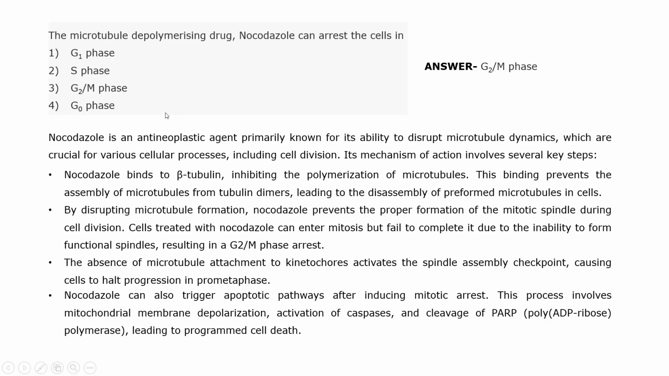So nocodazole is an anti-neoplastic agent that binds to beta tubulin, thereby inhibiting the polymerization of microtubules. When this happens, the cell gets arrested at the G2 to M phase, because the mitotic spindle checkpoint is activated. So it triggers the cell to undergo apoptosis because of the elevation of P53 and other caspases, leading to cell death. So that's the mechanism of nocodazole.